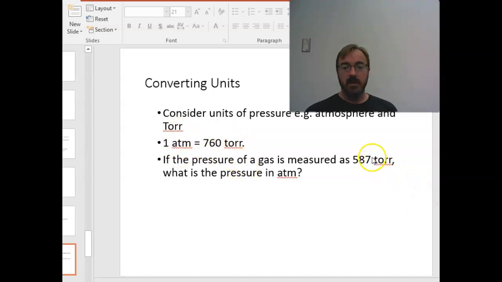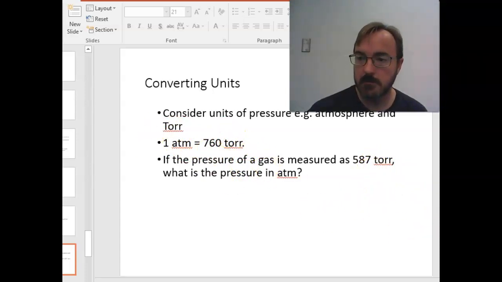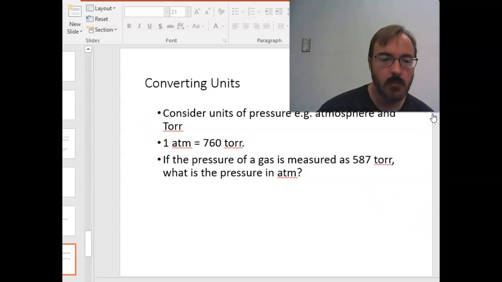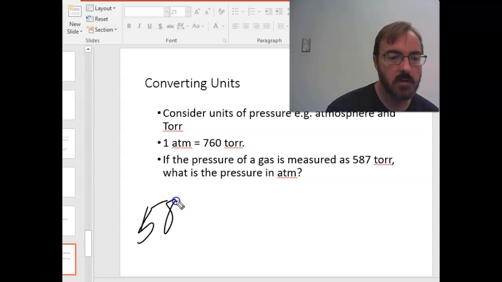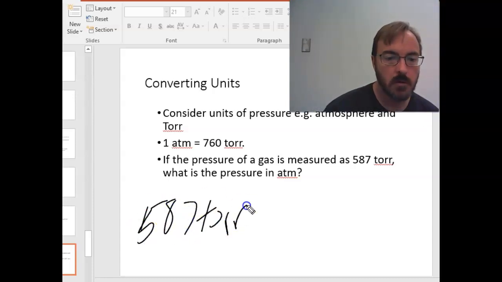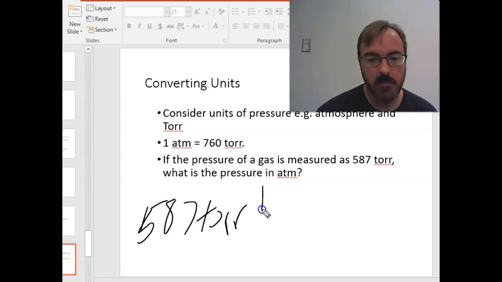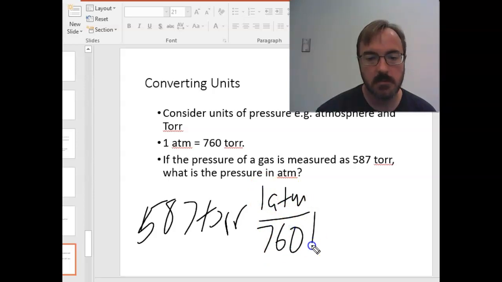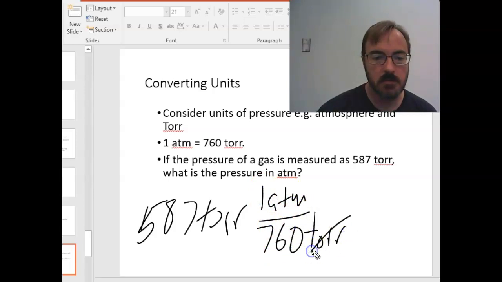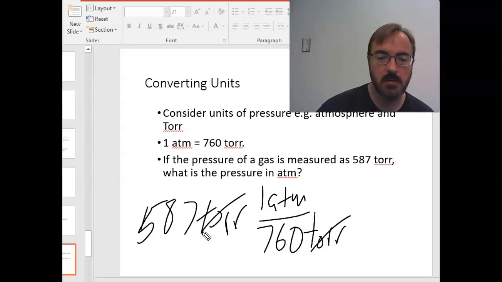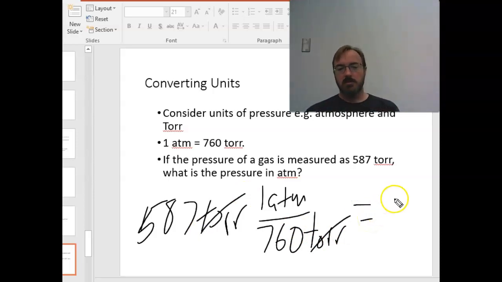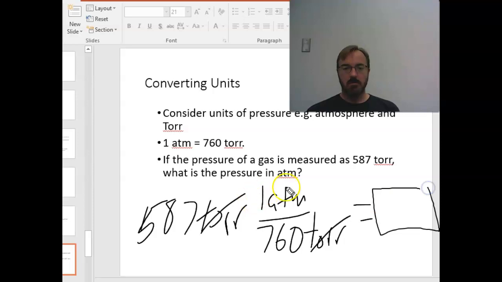So if you're given 587 torr, then you would just use this. And the way you want to set it up is 587 torr. And so you need the one where it's atmospheres on top, divided by 760. Okay. So torrs cancels, and you get whatever that turns out to be. And the only units you have left are the atmospheres right there.